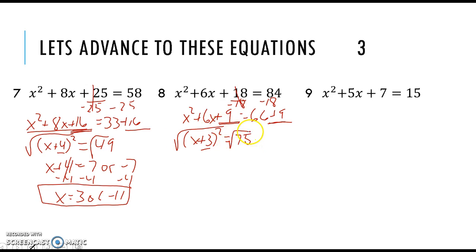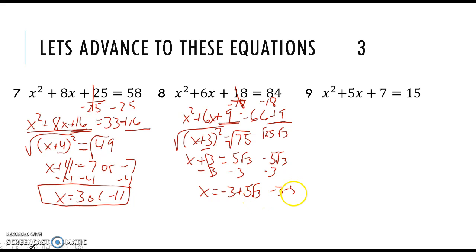So now when I take the square root of both sides, I'll have x plus 3 equals plus or minus the square root of 75. Well, the square root of 75 is like 25 times 3. So the square root of 25 is just 5. So it's 5 radical 3 or negative 5 radical 3. So then when I subtract 3 from everything, I'll have x equals negative 3 plus 5 radical 3 or negative 3 minus 5 radical 3. And those are my two solutions.